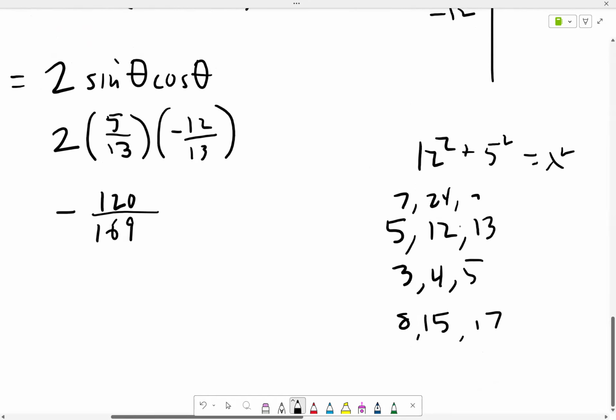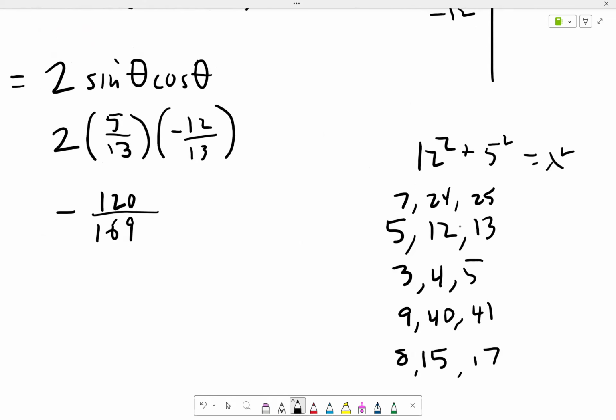How do you guys remember 9, 40, 41? It was like 9:40, and I was just thinking about the triples and then I came across it. You just remember that it's a triple.